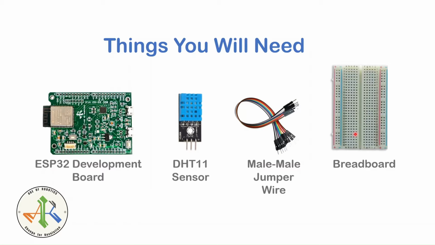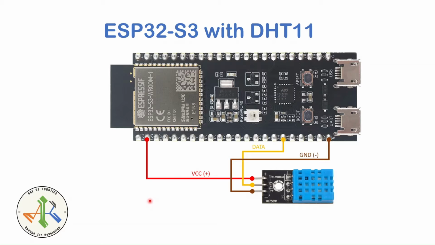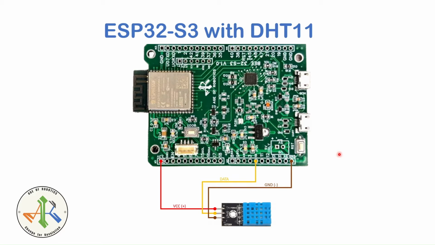if necessary. So here is a circuit diagram using the ESP32 S3 Dev Kit. Here the positive pin or the VCC pin of the sensor is connected to the 3.3 volt of my ESP32 board. Then the output pin or the data pin is connected to the pin number 10 of the ESP32 board, and the negative pin of the sensor is connected to the ground of the development board. So here is a connection diagram I have made with my own development board. So the pin numbers are the same.